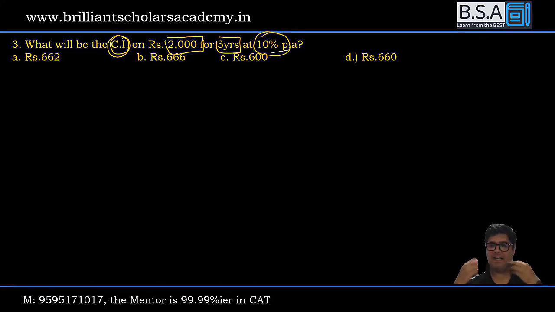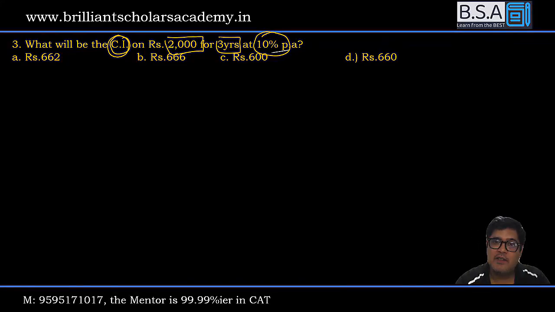No. See, I can give you 4 approaches here. But do you guys remember, 10% increase is 11 by 10. 3 years, 11 cube upon 10 cube. So 1331 upon 1000 into 2000. So 1000 cancel. So 2 into 1331 is 2662. You keep in the bank 2000 rupees and they offer you 2662.